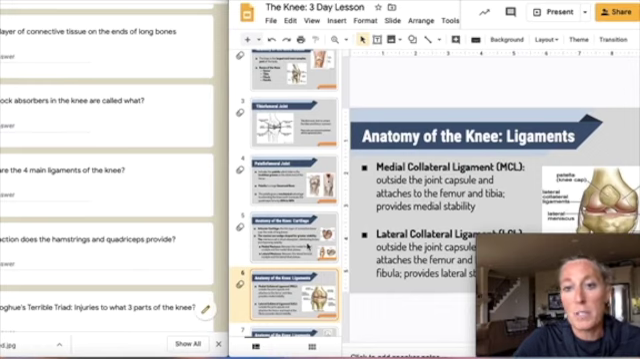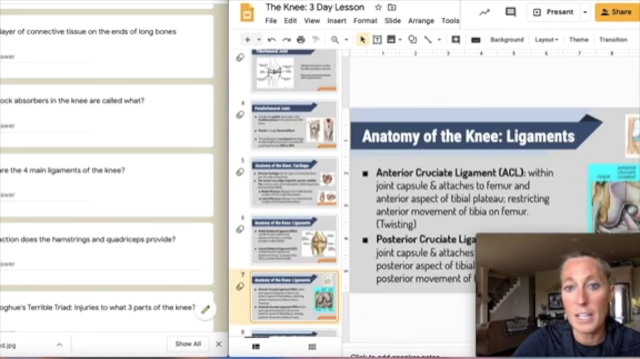What are the four main ligaments of the knee that we talked about? Four main ligaments. We talked about the MCL, or the medial collateral ligament. We talked about the LCL, or the lateral collateral ligament. We talked about the ACL, anterior cruciate ligament, and the PCL, the posterior cruciate ligament. You can see how they cross in the center of the joint capsule in the knee there.